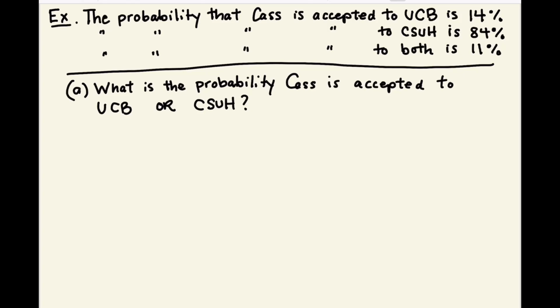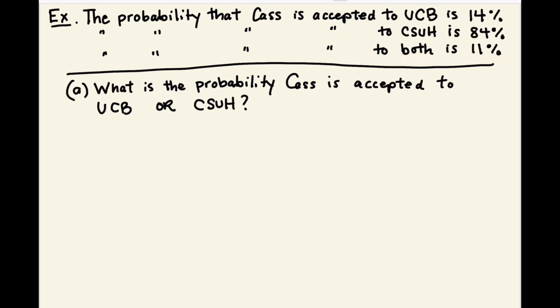In this example, we will be using the addition rule for the general case. So this is the general addition rule. The probability that Cass is accepted to UC Berkeley is 14%. And let's suppose it's known that the probability Cass will be accepted to Cal State University Hayward is 84%. And the probability that Cass is accepted to both colleges is 11%.